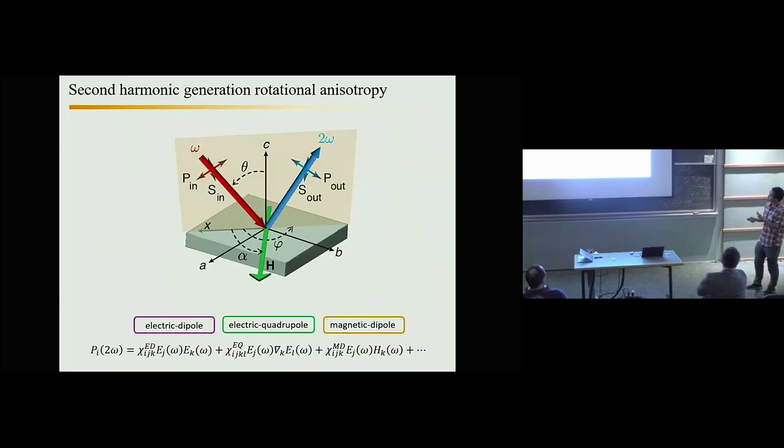Okay, so 2342 is a bulk centrosymmetric crystal. And as you've already heard, the bulk electric dipole contribution to SHG is forbidden by symmetry in these materials, but nonetheless, you can get higher multipole contributions. In particular, I'll be talking about two, magnetic dipole and electric quadrupole, both of bulk origin. Those are going to be the two dominant radiation channels.